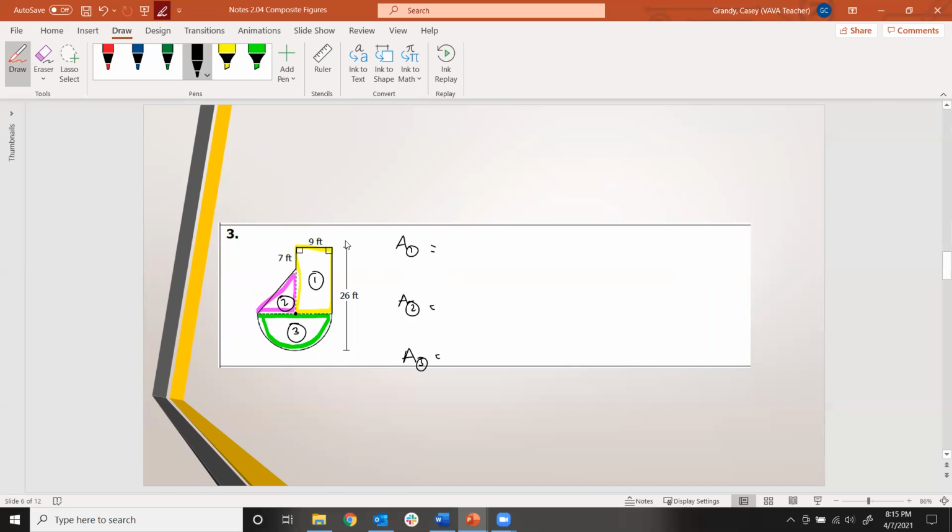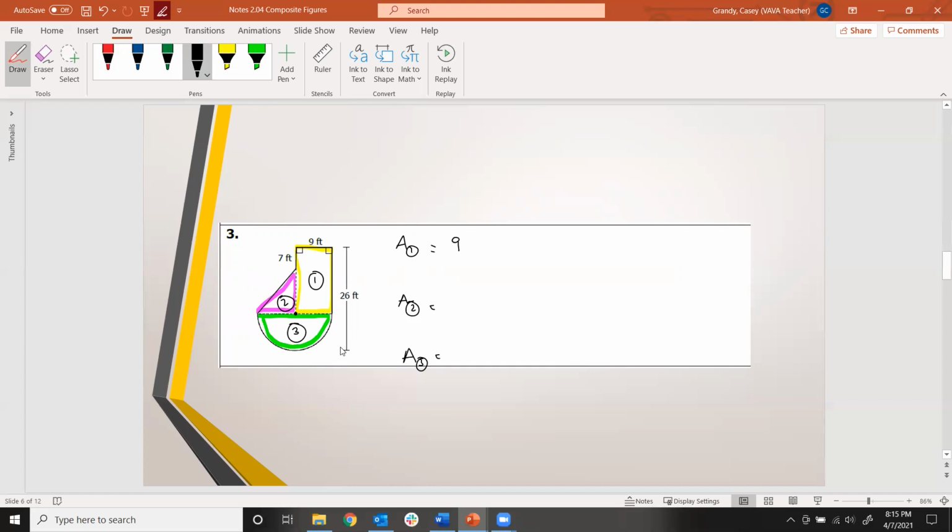Okay, so let's go over those. The area of region 1 would be the area of a rectangle. Well, the area of a rectangle is length times width. I know that there's a 9. Now I just need to find the height or the width of my rectangle.